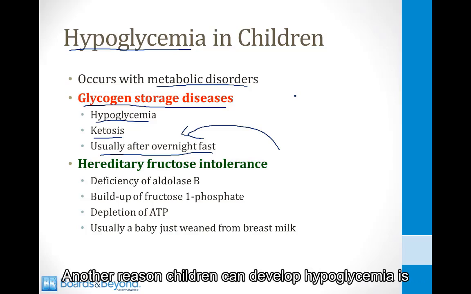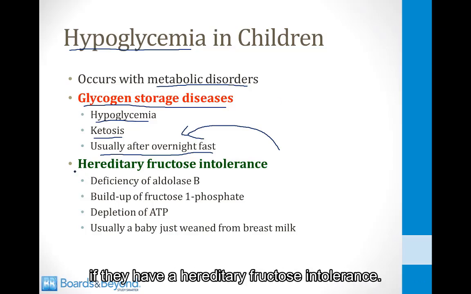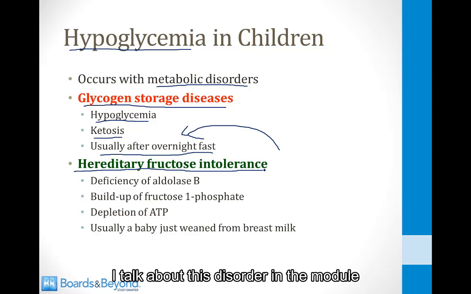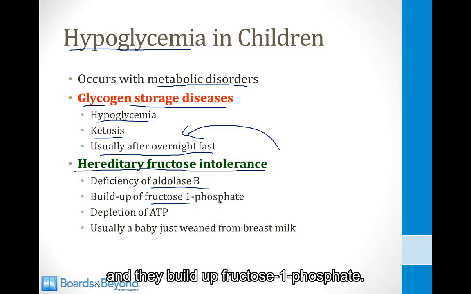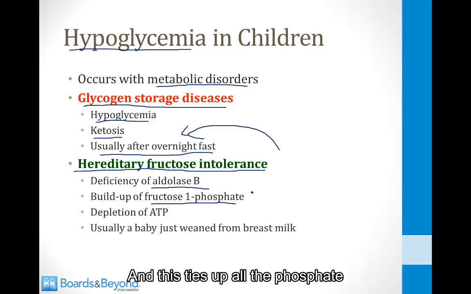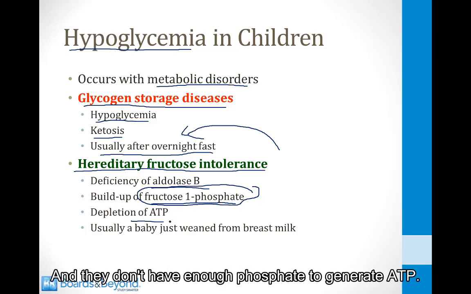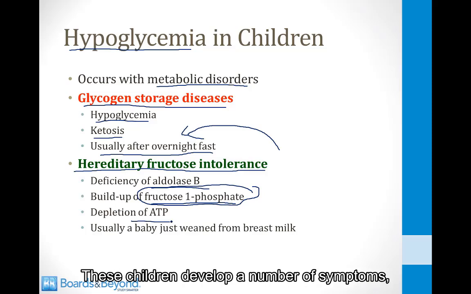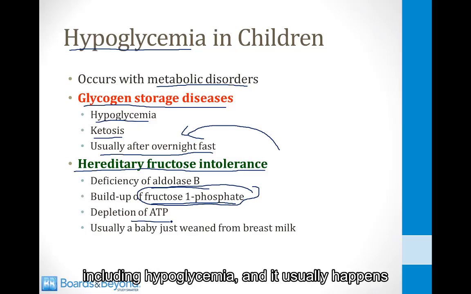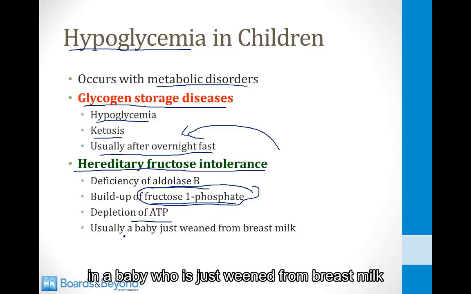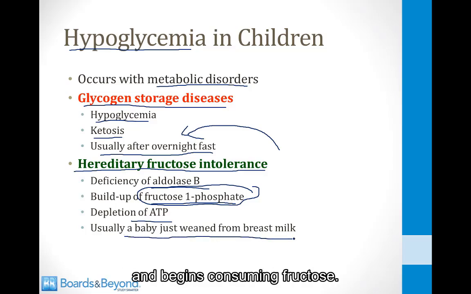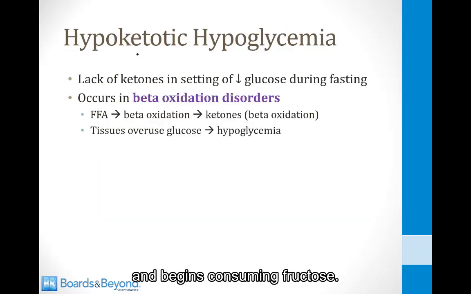Another reason children can develop hypoglycemia is if they have a hereditary fructose intolerance. I talk about this disorder in the module on fructose and galactose. These children have a deficiency of an enzyme called aldolase B, and they build up fructose 1-phosphate, and this ties up all the phosphate in the form of this molecule, and they don't have enough phosphate to generate ATP. These children develop a number of symptoms, including hypoglycemia, and it usually happens in a baby who is just weaned from breast milk and begins consuming fructose.